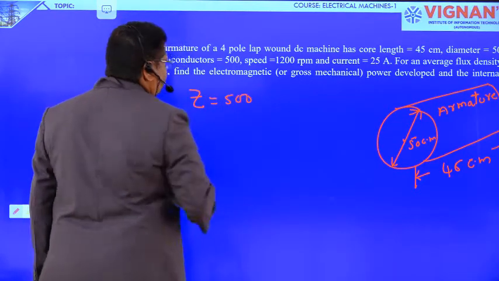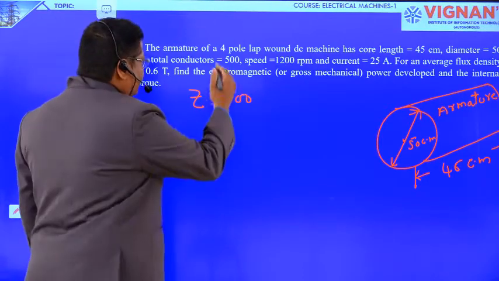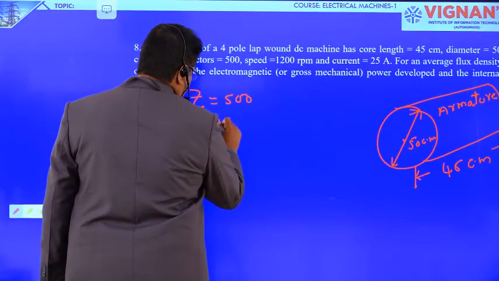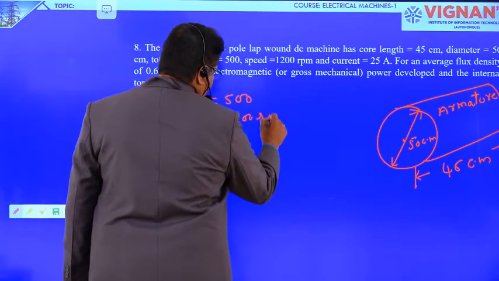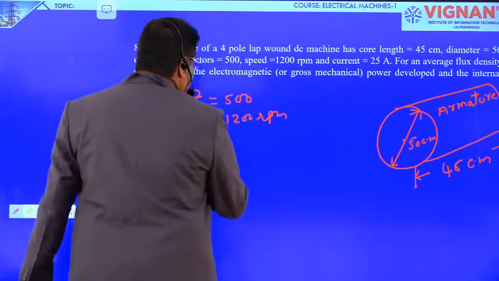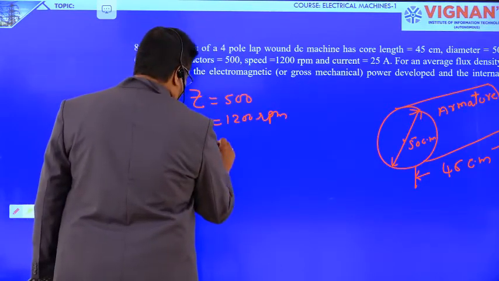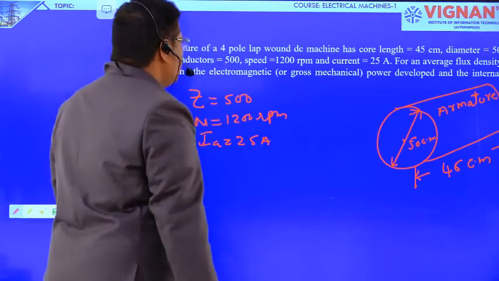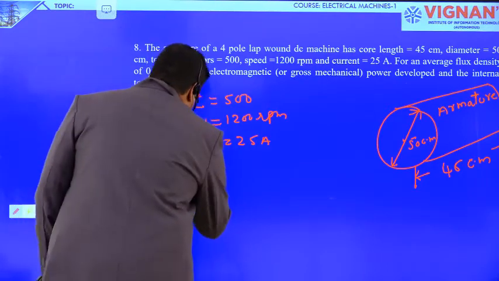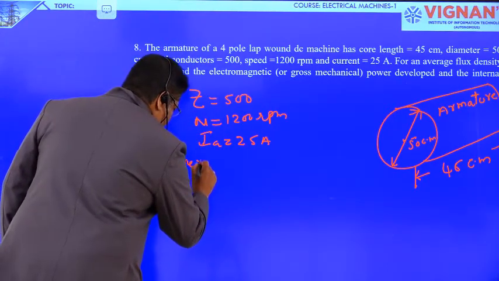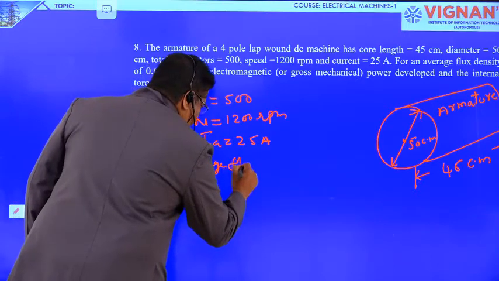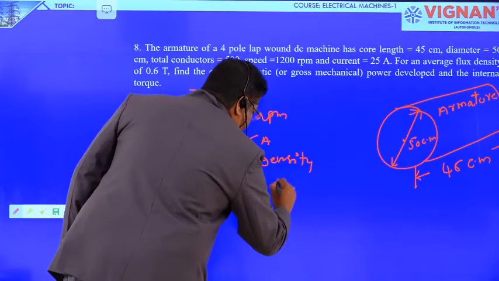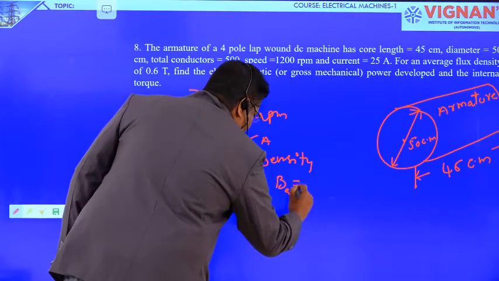500. The speed of the motor is given, that is N equal to 1200 rpm. Armature current is given, nothing but armature current 25 amperes. The average flux density B is given, the average value is given.